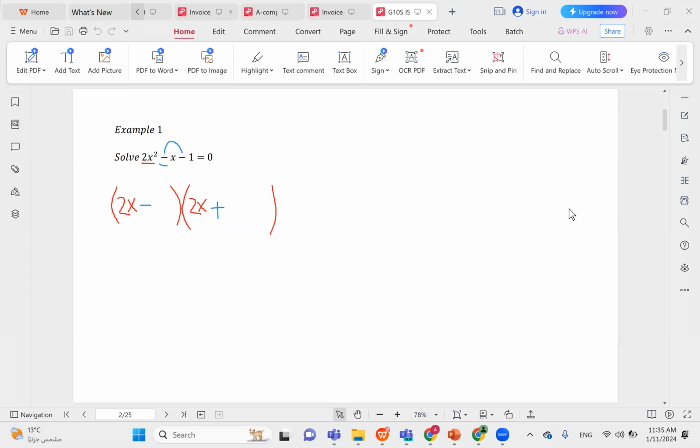Next, we want to find the second term of each bracket. And in order to do that, we ask ourselves: we have two numbers that we don't know. When multiplied together, they give us the same result as these two numbers multiplied together. So a times b equals -2. And at the same time, their difference is equal to the middle number.